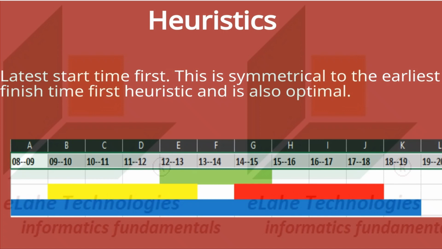In our example, the red job has the latest start time and is selected. The blue and the green jobs intersect the red job and are removed from consideration. Next, the yellow job is selected, giving us a solution of size 2.